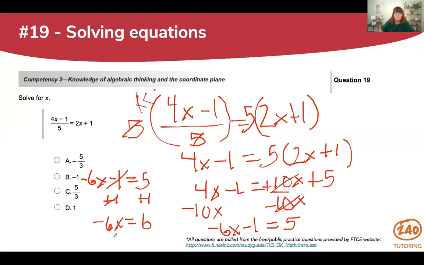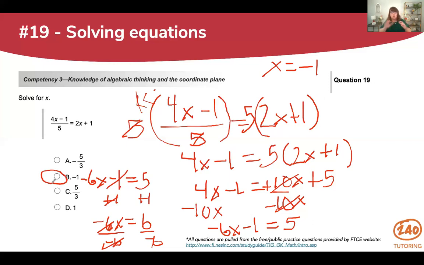Almost done, guys. Now to get that x by itself, I'm multiplying by negative 6, so I'm going to divide by that negative 6. That's going to cause this to cancel out. And I'm going to have positive 6 divided by negative 6. 6 divided by 6 is 1. And if I'm dividing with a negative, the answer is going to be negative. So x equals negative 1. All right, x equals negative 1. So the correct answer here is B.